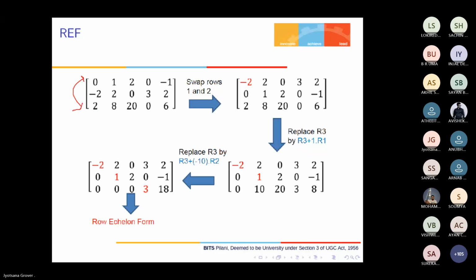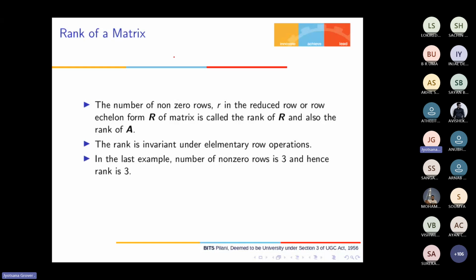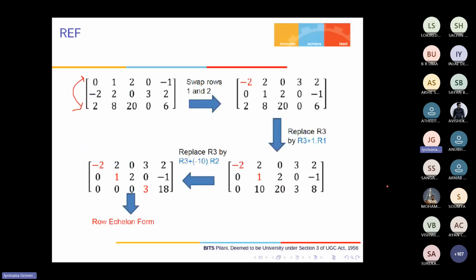Okay, one more point I want to make. What is the rank of a matrix? The rank of a matrix is the number of non-zero rows in REF. For example, here the number of non-zero rows in REF is 3, right or not? So the rank of this matrix is 3. Do you agree or not? Yes. Good. Rank is just the number of non-zero rows in REF form.